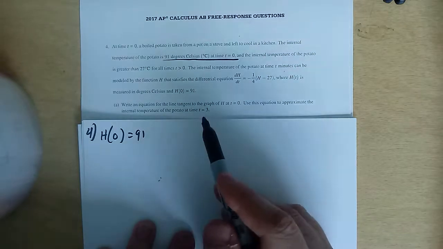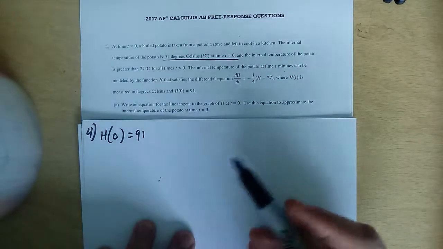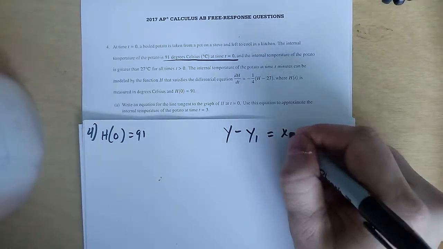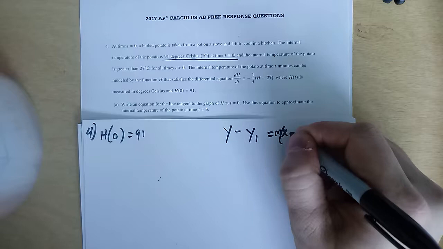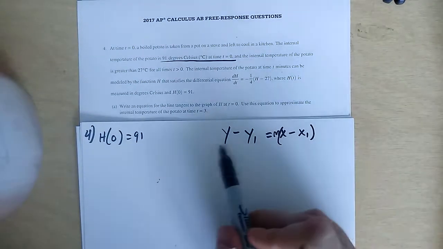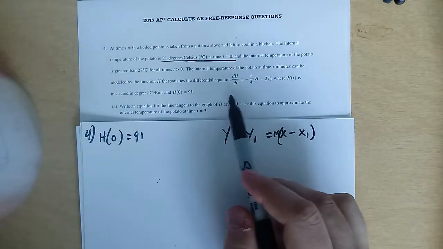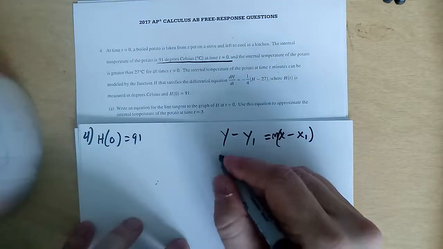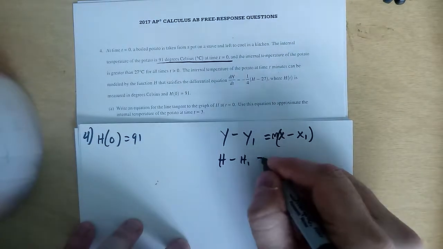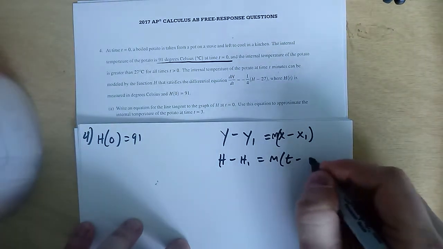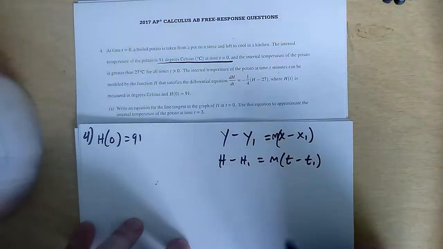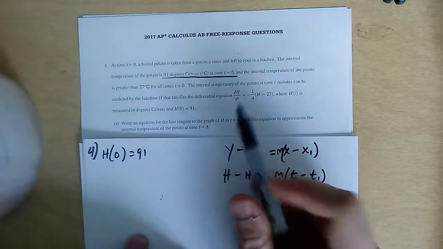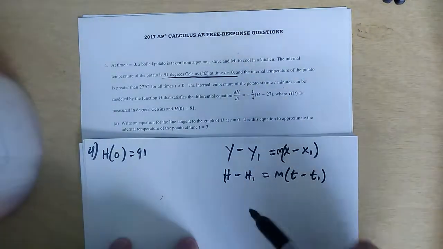t equals 0. Okay, so that's one of those situations where we can use y minus y1 is equal to m times x minus x1. But instead of using y's and x's, we should probably use h's and t's, where it looks like h is y. So h minus h1 is equal to m times t minus t1. So a little substitution there.